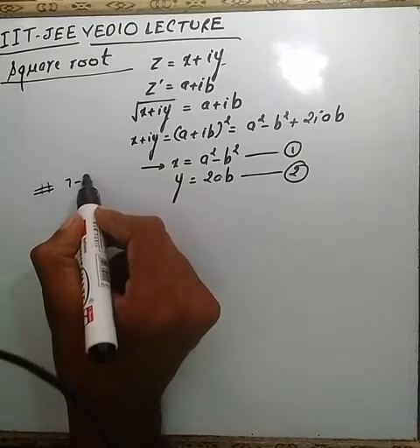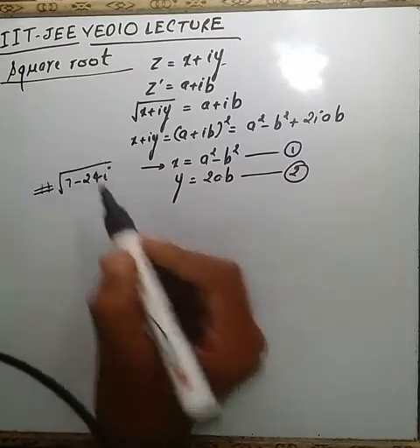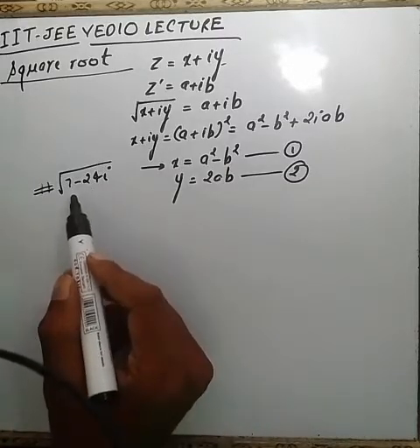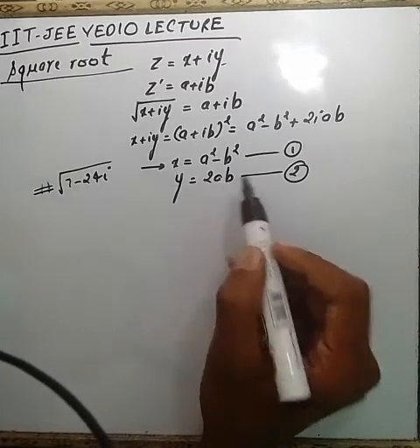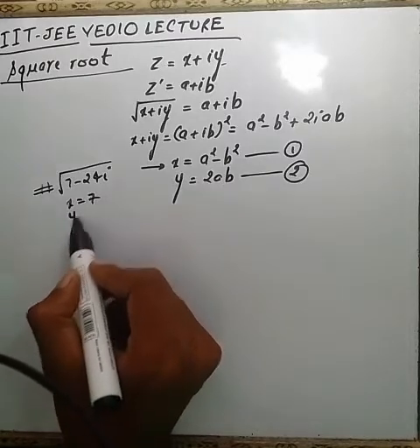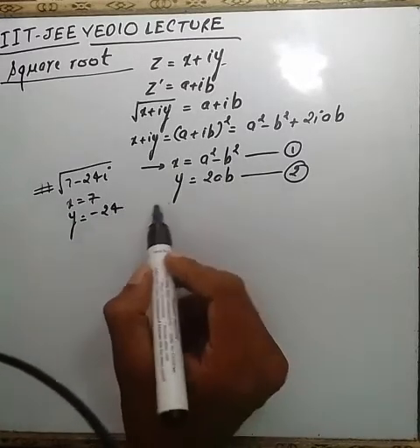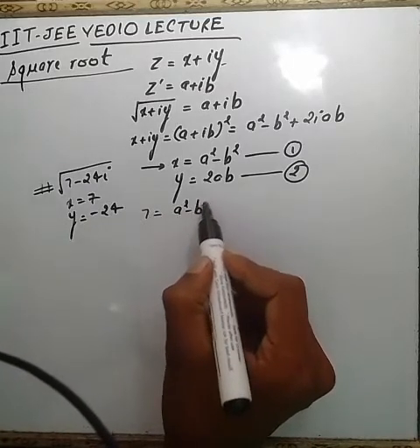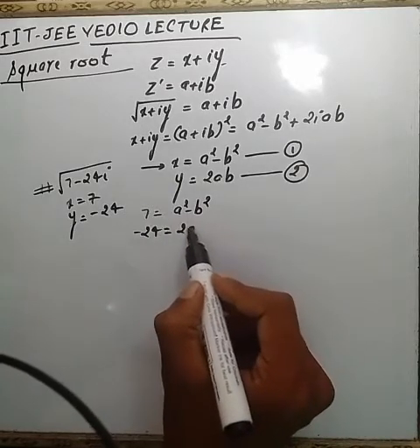7 minus 24i, find the square root of this number. So if we use this exact formula, then here x equals 7, y equals minus 24. So apply this: 7 equals a square minus b square, and minus 24 equals 2ab.